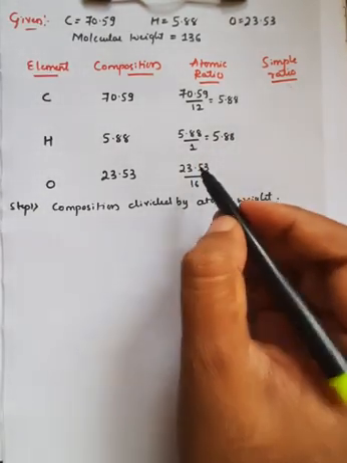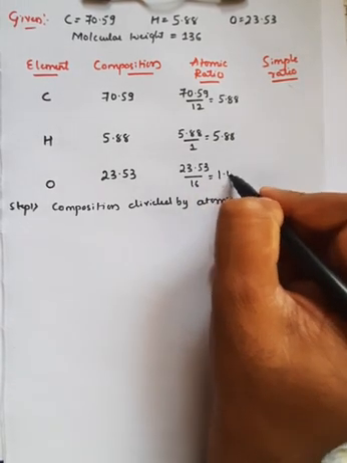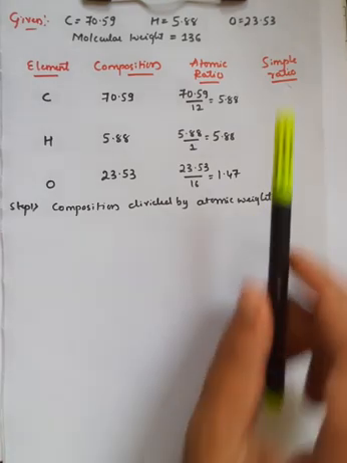Similarly, 23.53 divided by 16 will be equal to 1.47, right? So this is the first step in obtaining the atomic ratio.